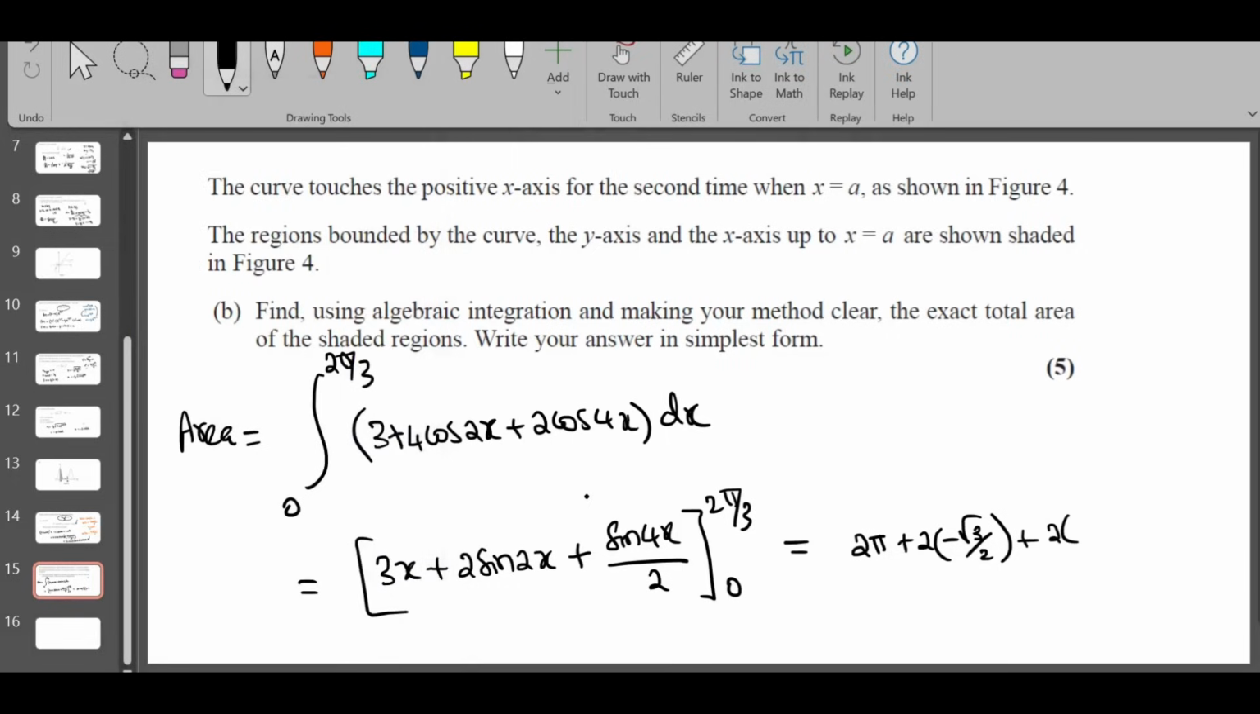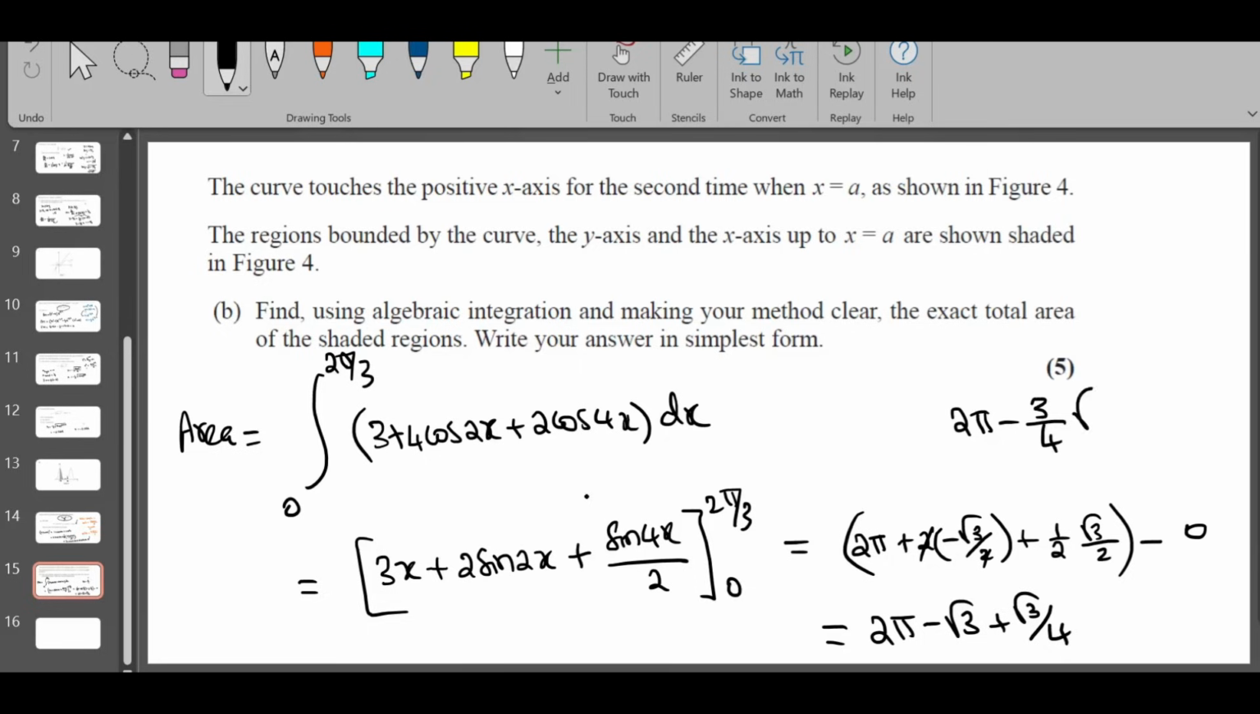So 1 over 2 times root 3 over 2. That's upper limit minus lower limit, sin 0 is 0. Everything is 0. So I have 2 pi. Here 2 will be cancelled, minus root 3 plus root 3 over 4. So when you simplify these two like terms, minus 4 plus 1, minus 3 over 4, you will get 2 pi minus 3 over 4 root 3 as the answer. That's all.